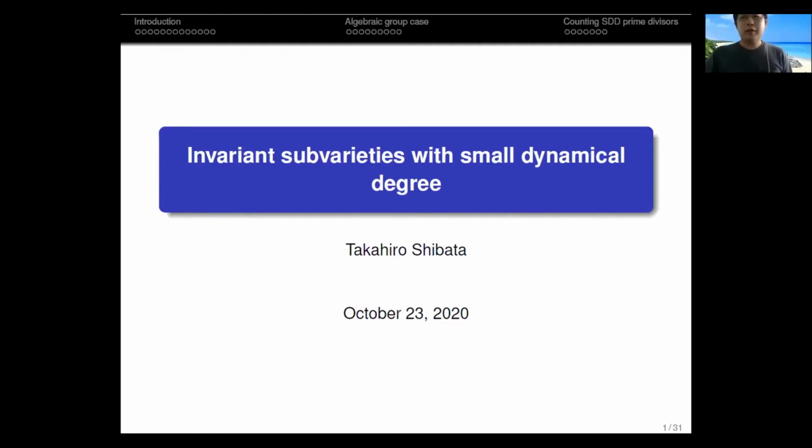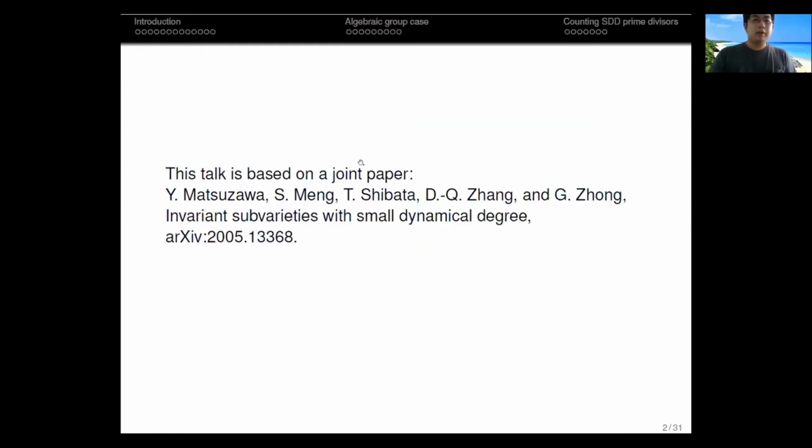Thank you so much. And I thank the organizers so much. I will talk about invariant subvarieties with small dynamical degree. This talk is based on a joint paper with Professors Matsuzawa, Men, Shibata, Jan, and John. It is uploaded in arXiv under the same title.